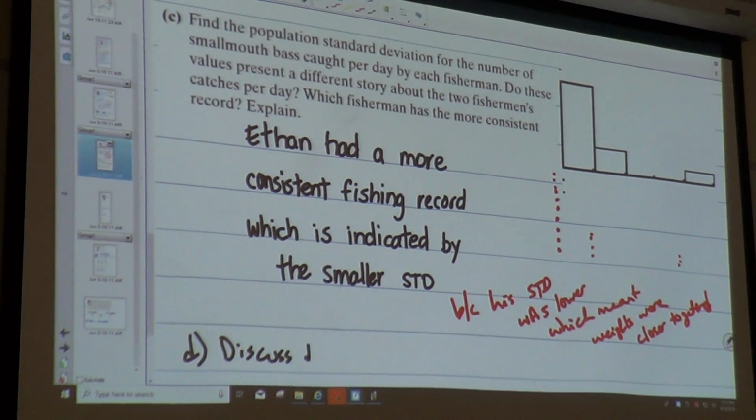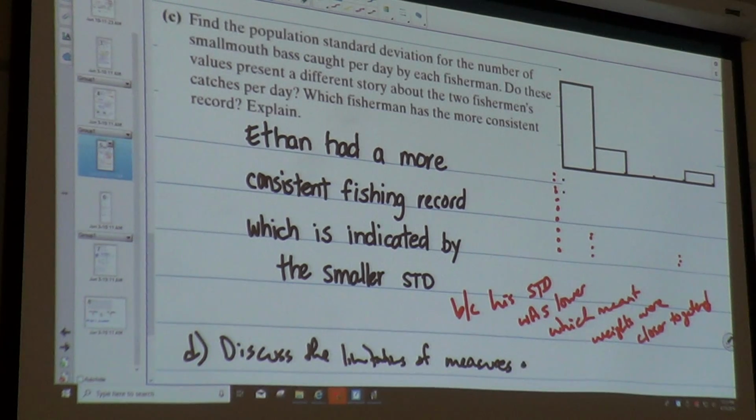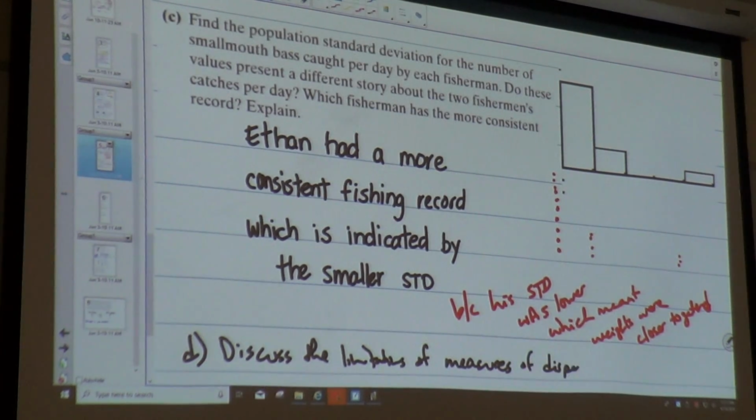Discuss the limitations of the measures of dispersion. Remember, measures of dispersion, that is the standard deviation, that is the range, and that is the variance.